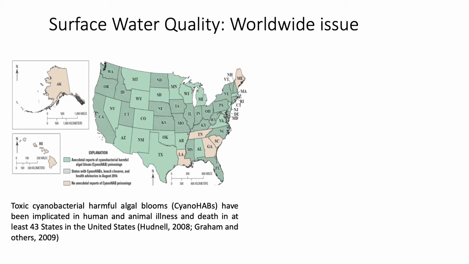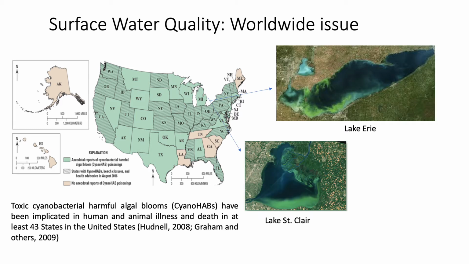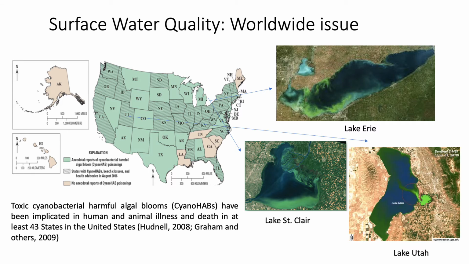Surface water quality has become a worldwide issue. According to USGS, toxic harmful algal blooms have become implicated in human and animal illness and death in at least 43 states in the United States. So some of the examples are from Great Lakes like Lake Erie, Lake St. Clair, and the well-known Utah Lake from the state of Utah.